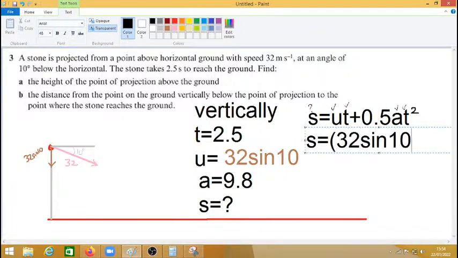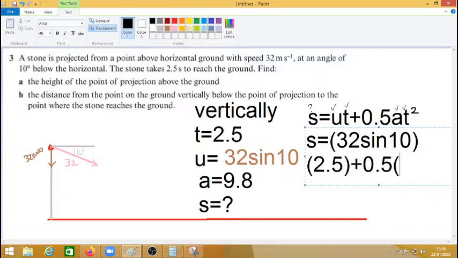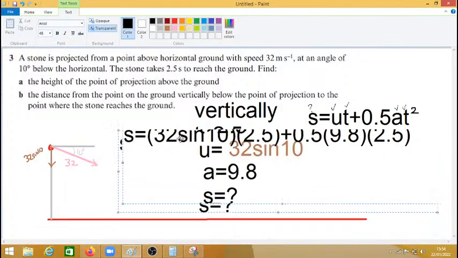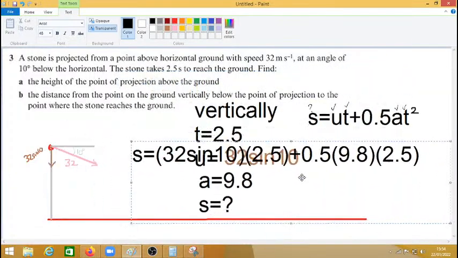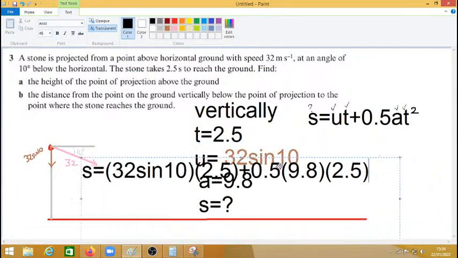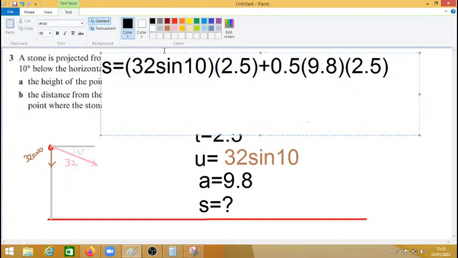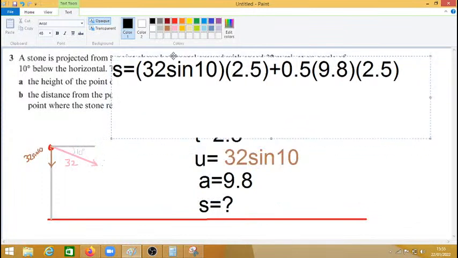So u is 32 sine 10 times the time, which is 2.5, plus 0.5 times acceleration of 9.8 times the time of 2.5, but this time it gets squared at the end. Okay, I don't have enough space to put that in. So there's what you need to type into the calculator. Let's type that in.